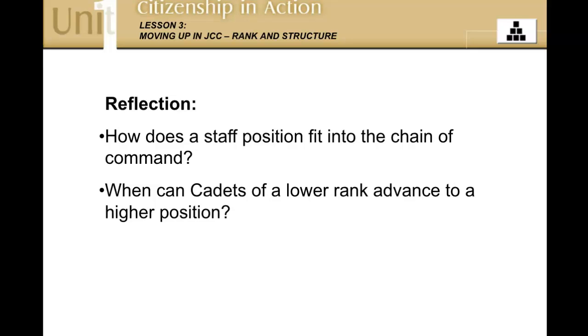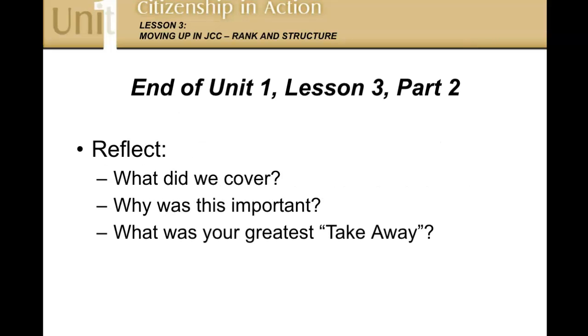So think about that staff position. How does that fit in the chain of command? And, we think about promotion. What are the promotion requirements? All right, guys. That is going to be the end of Unit 1, Lesson 3, Part 2. Again, I want you to think about, what did we cover? Why was this important? And what was your greatest takeaway? Next, we'll be moving into Lesson 3, Part 3.